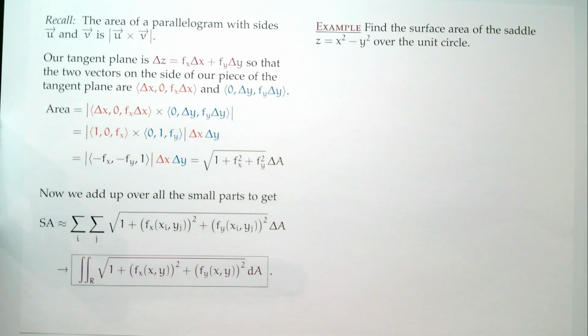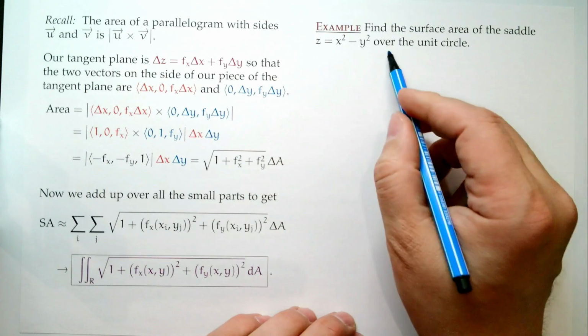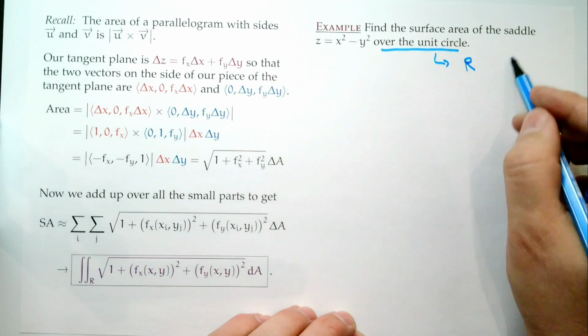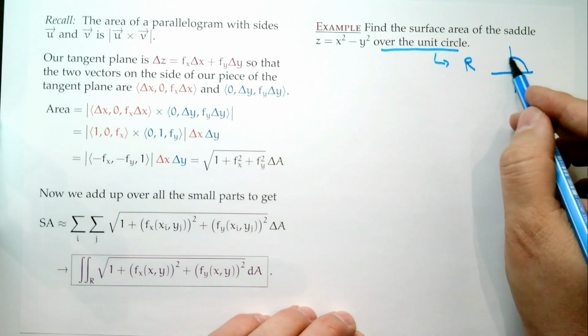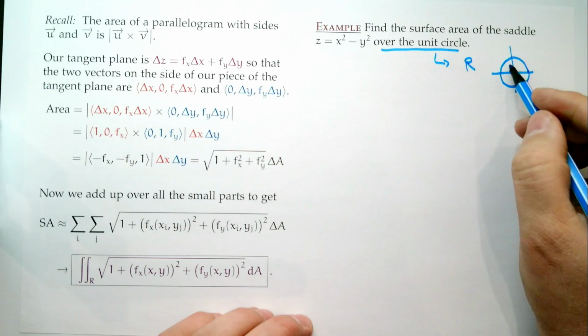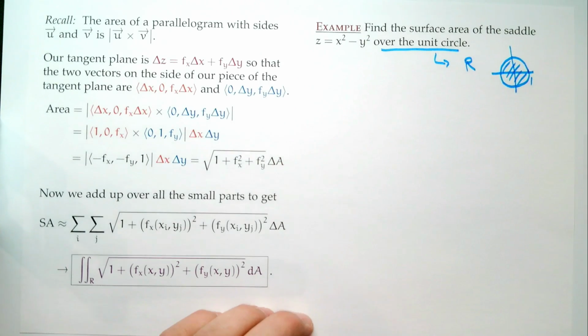So find the surface area of the saddle z equals x squared minus y squared over the unit circle. So here, when it talks about over the unit circle, that tells us about R. So R is going to be a nice shape. So there's R, the unit circle.